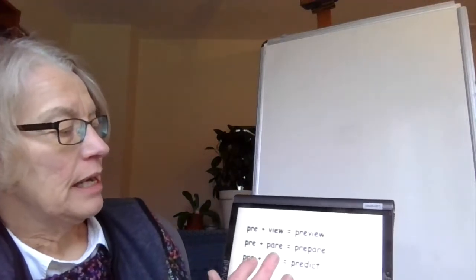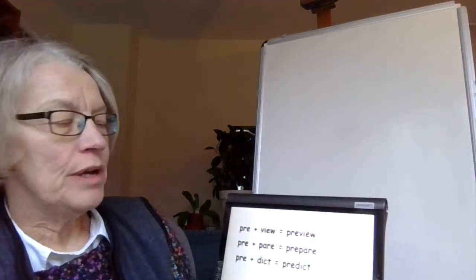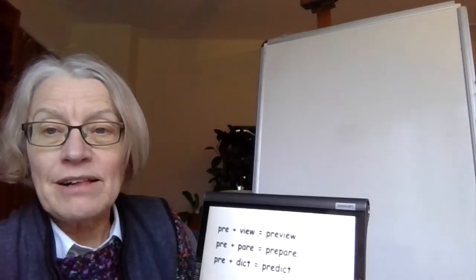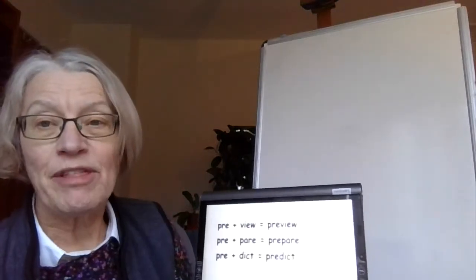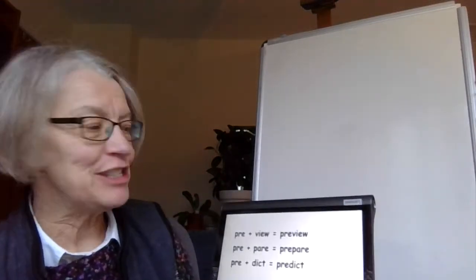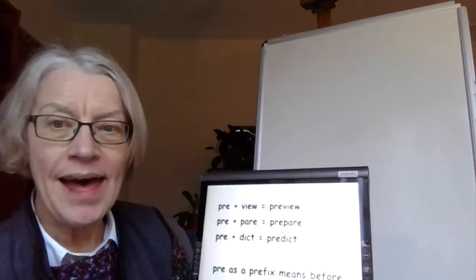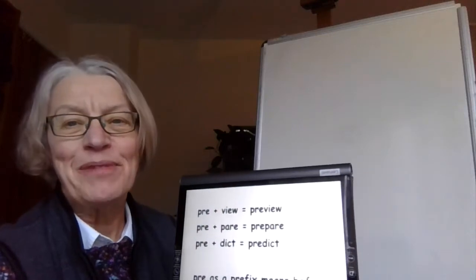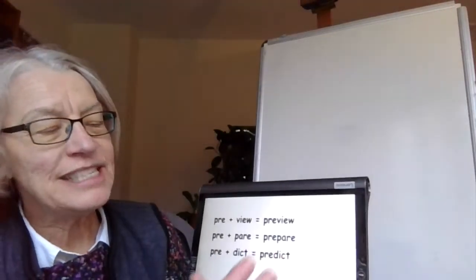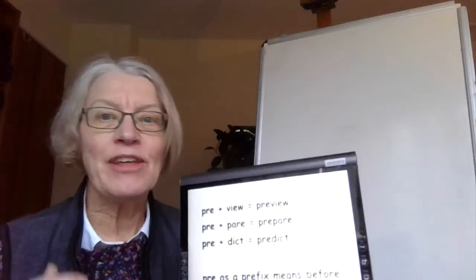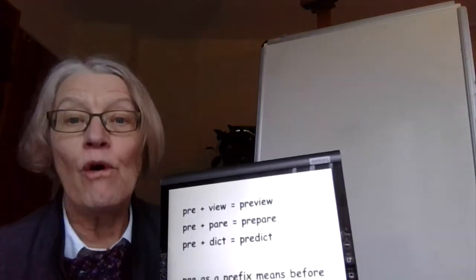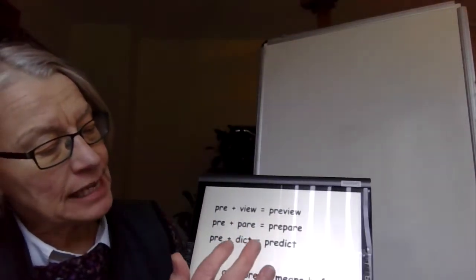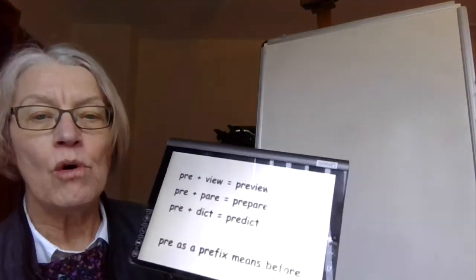So preview means that you look at something before anybody else or before doing something else. You look at it first. Prepare means that you get things ready before you do something else. And predict means that you say something is going to happen before it happens. So pre as a prefix means before.